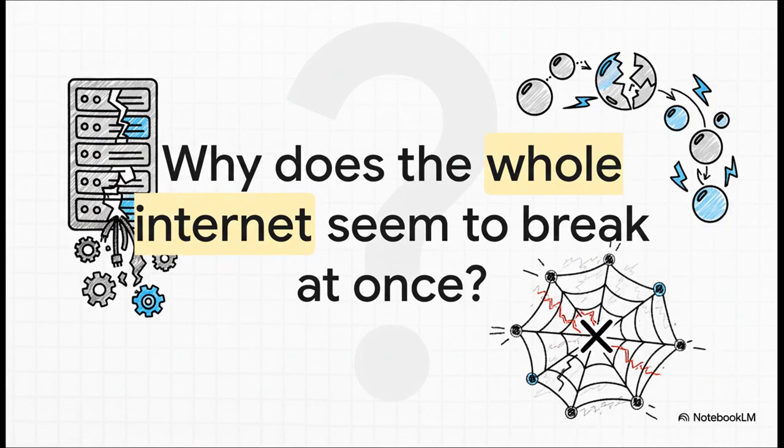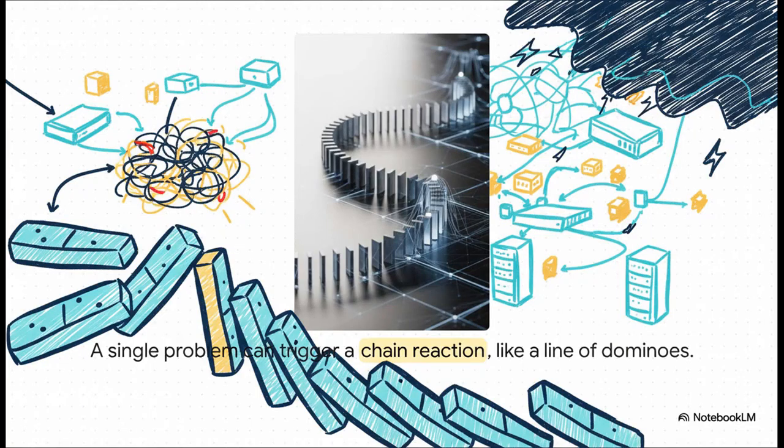Why does it feel like the entire internet can just break at the same time? Well, as it turns out, it's not just a feeling. Our digital world is built on this incredibly complex web of dependencies. So a single failure can set off a massive, cascading chain reaction. The absolute best way to picture this is with the classic domino effect.